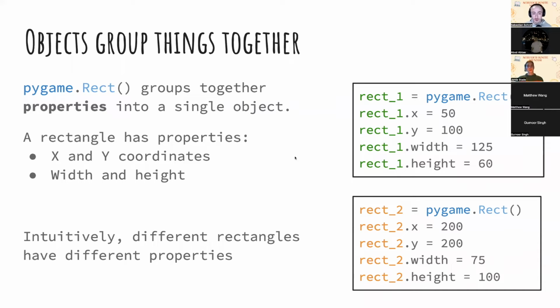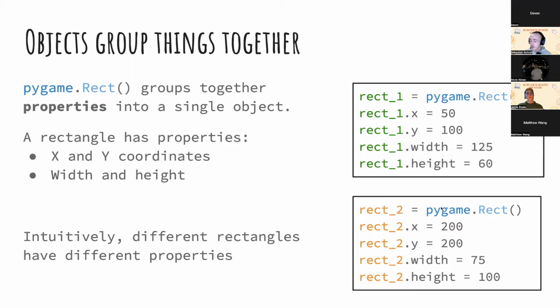For example, a rectangle is an object and a rectangle has properties. What we've used so far has been its X and Y coordinates, or its top left coordinates, and then the width of the rectangle and its height. On the right side here, we've done this before. We've created rectangles, and you can modify their X, Y, their width, and their height. Just to keep it simple here, rect1 and rect2 are both of the rectangle class, but they're different objects.